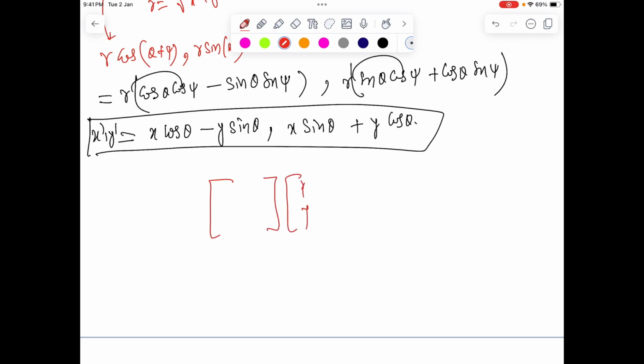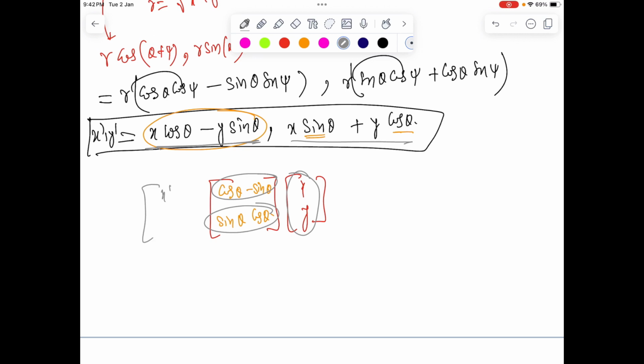Now this format can be written in a very cool way, which goes like this. If we have x and y, the x coordinate we can retrieve by multiplying with cos theta, minus sin theta in the matrix format. And now for y we want sin theta and cos theta, so here I'll put sin theta and cos theta. You can convince yourself, once you multiply this into this, it becomes the x coordinate, and this into this becomes the y coordinate. So this is our new coordinate, x dash, y dash.